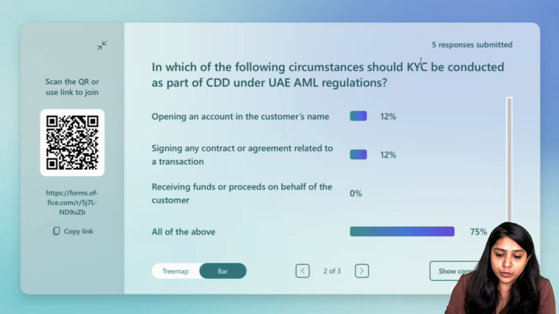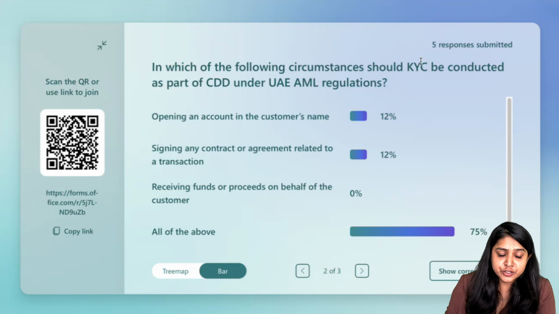In which of the following circumstances should the KYC be conducted as part of CDD under UAE AML regulations? Again, at what instance will we do KYC or CDD? It's before opening the account, signing any contract, accepting any funds. So basically the answer is all of the above, which 87% of you have answered correctly.